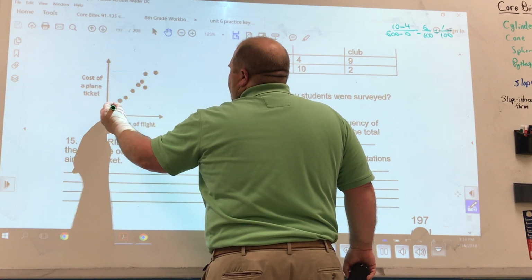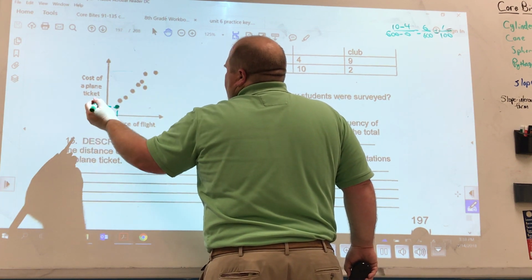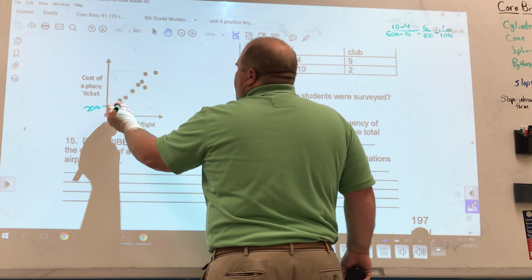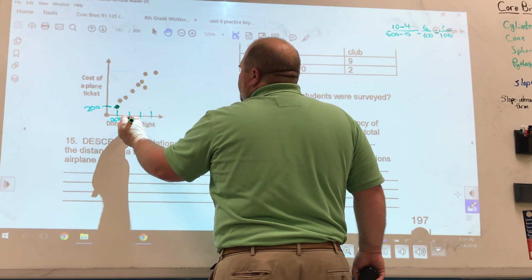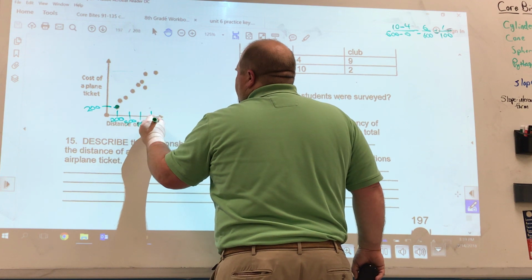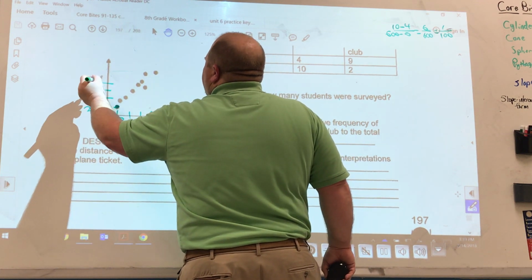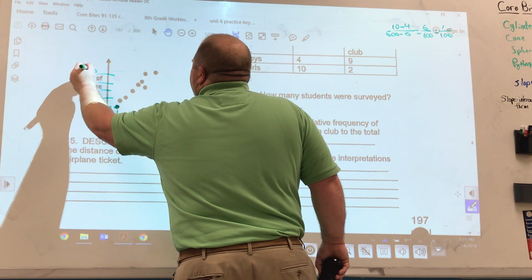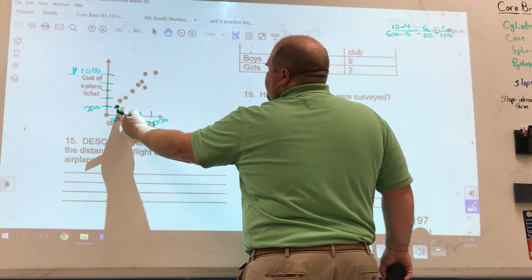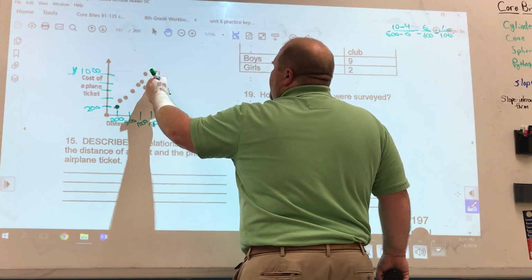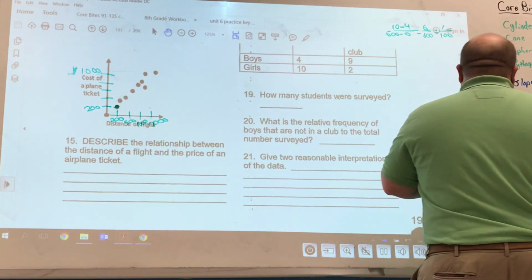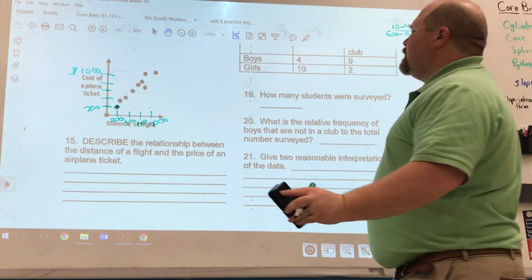But right here, we could probably estimate and just say $200 and 200 miles if we wanted to. And as the numbers increase, we can put some numbers on here if it helps. You could say that this was 500, 1,000, 2,000. And if we start going up here, and maybe this ends up with $1,000 up here, you can see that as the dots get further out, increasing, they're also higher up. So the distance is increasing and the cost is increasing. So when they're both doing the same thing, that's a positive relationship.